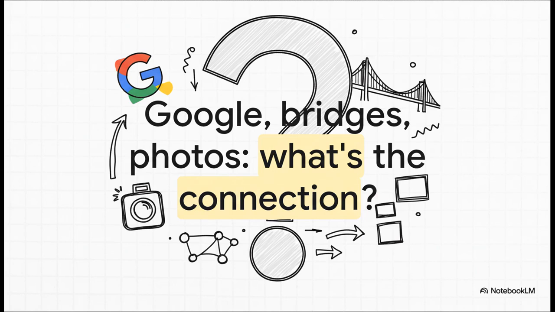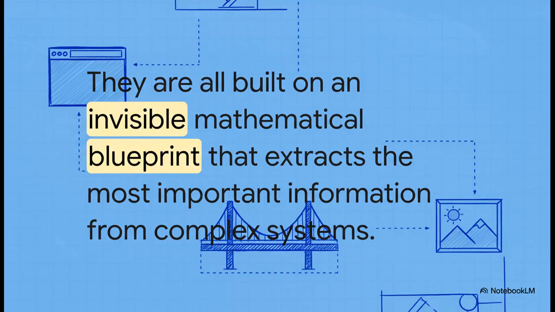So let me just start by asking you a question. What could possibly connect the way you search on Google, the bridges you drive across, and the thousands of photos you have saved on your phone? I mean, they sound completely unrelated, right? Well, it turns out they are all built on the exact same mathematical foundation. Think of it like a hidden architecture, a secret recipe that knows how to pull out the most important, the most critical information from really, really complex systems.